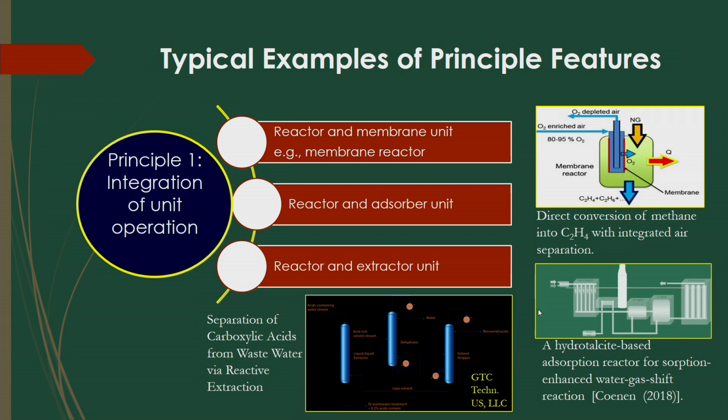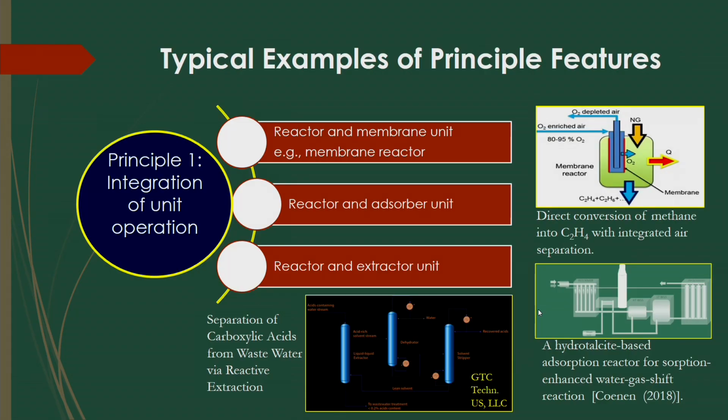Some other typical examples of the principal features of process intensification: we can divide them in different ways, into several principal features. Let us see principle 1, integration of unit operations. In that case, suppose there is a reactor and a membrane unit. So, you can develop the membrane reactor, so that the reaction and separation both happen in that membrane reactor. Like reactor and absorber unit, some reactive absorption will be there.